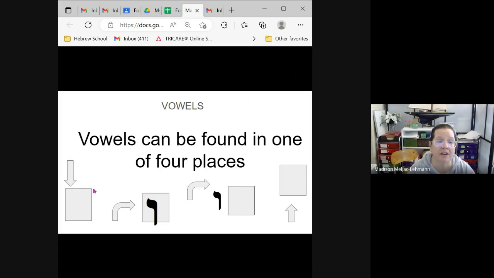If you find a vowel on the inside corner of a letter, it's not a vowel, and you'll learn that later when we get to shin and sin. So vowels are on the outside corner, in the middle, or underneath. That's where you find them, okay?